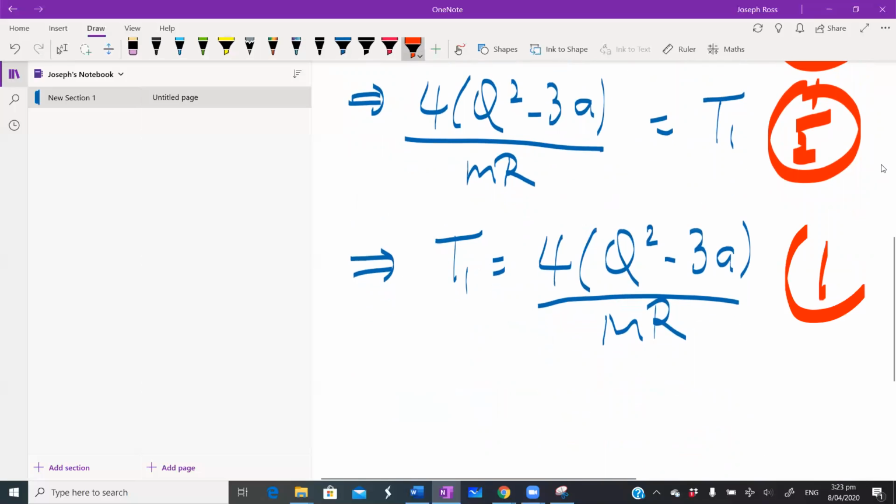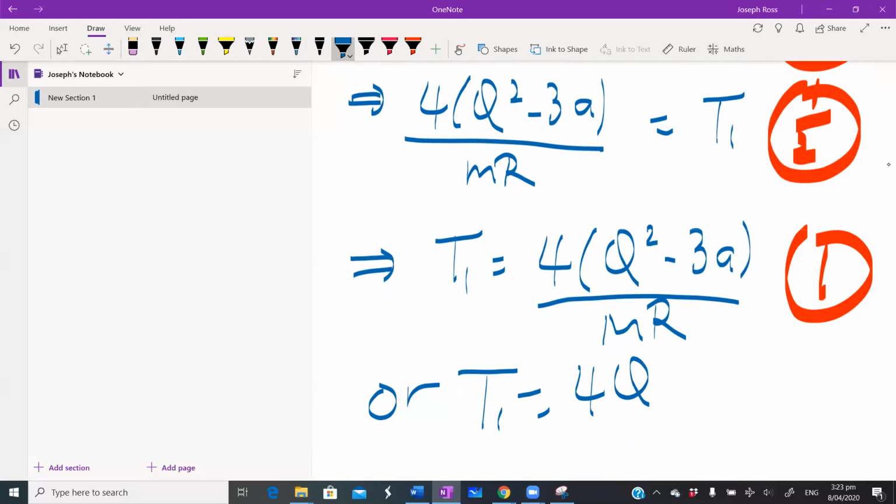and a correct final answer of 4 multiplied by Q squared minus 3A over MR, or T1 equals, we could multiply that 4 into the bracket as well, so that would give us 4Q squared minus 12A divided by MR. So that's correct as well. And if you got one of those two forms, either 4 times Q squared minus 3A over MR or 4Q squared minus 12A over MR, that would be the final mark there.